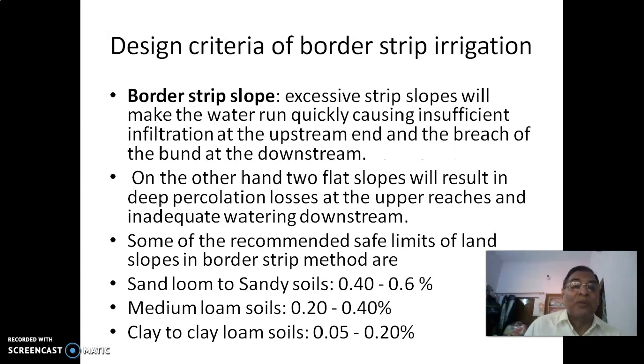Similarly, border strip slope is very important. Excessive strip slopes will make the water run quickly, causing insufficient infiltration at the upstream and breach of the bund at the downstream. So you cannot have great slopes; you need moderate slopes. On the other hand, flat slopes will result in deep percolation. So in order to balance these, some of the recommended safe limits of the land slopes are here.